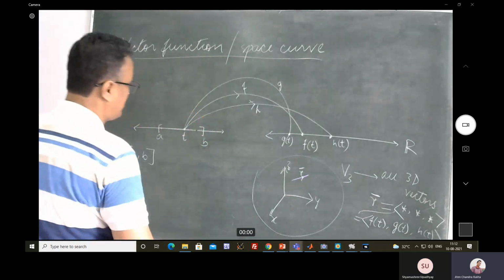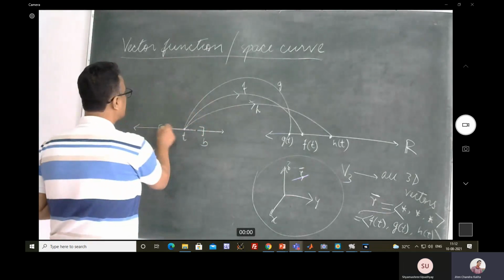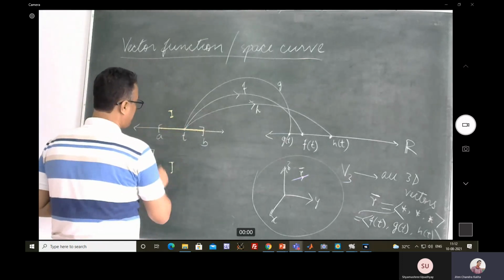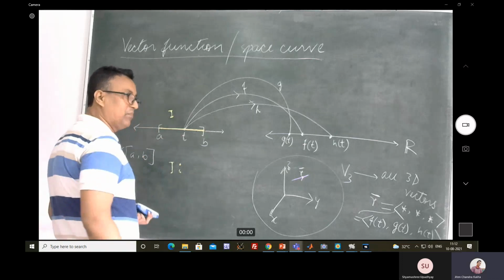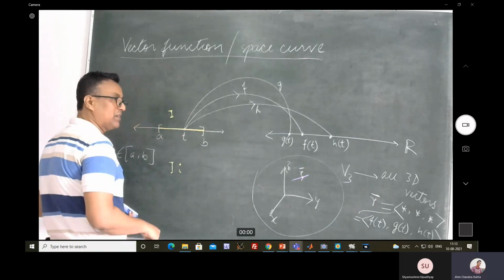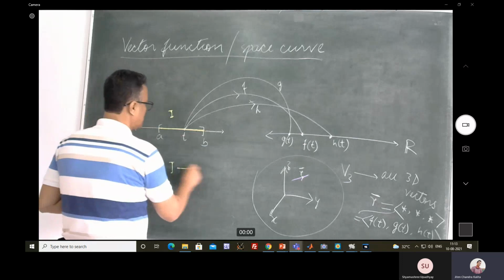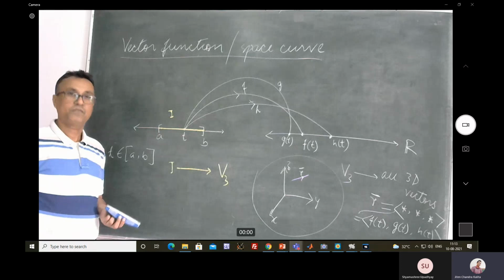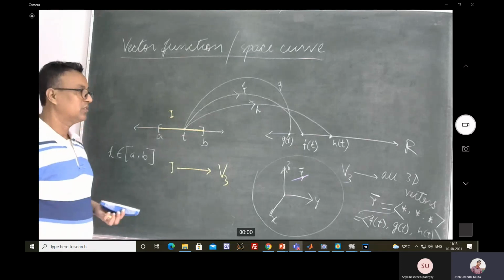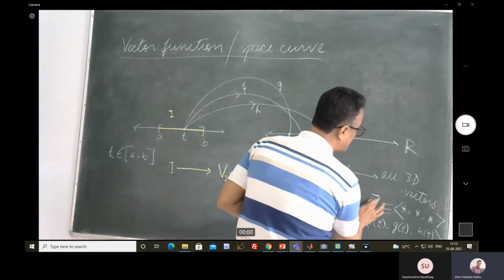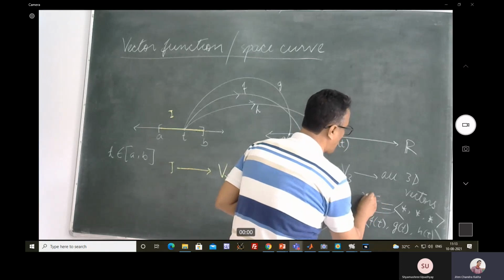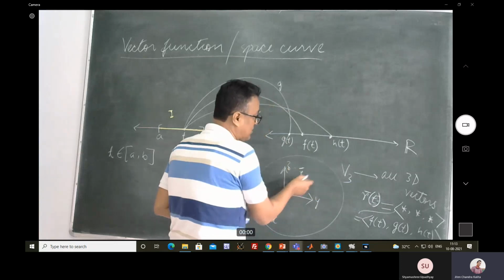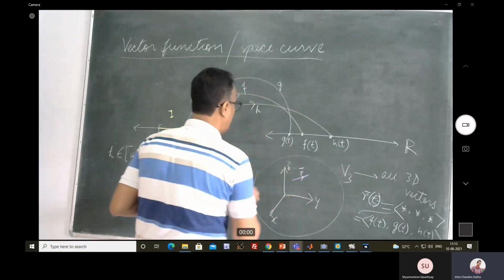So basically what we have done, from this interval I, I have been able to define a function to the set of all three-dimensional vectors. Now you can see that the value of r depends upon the value of the argument t. So each of those is a three-dimensional vector belonging to this set. What is going to happen?